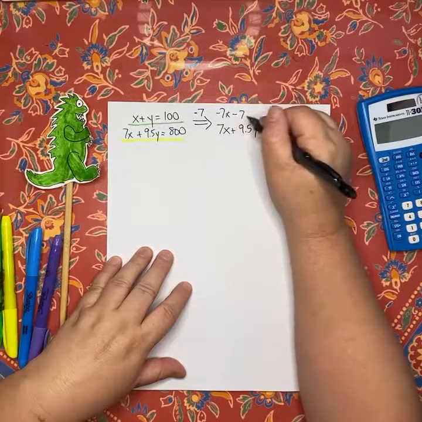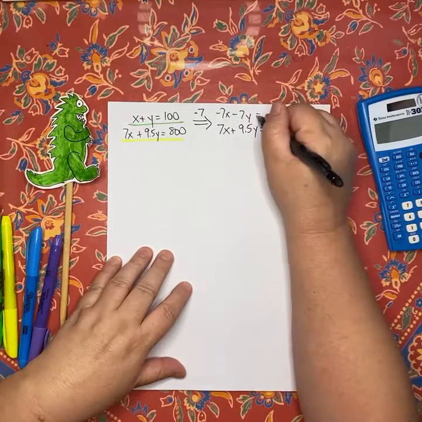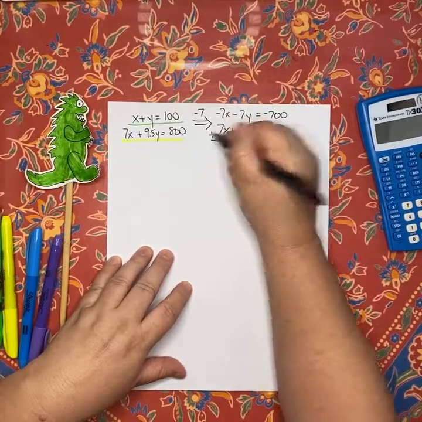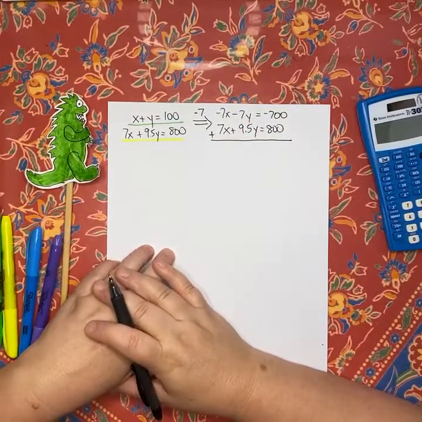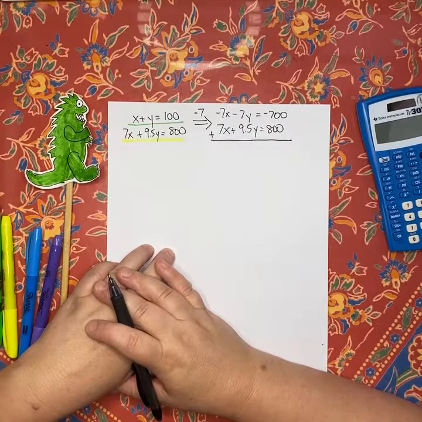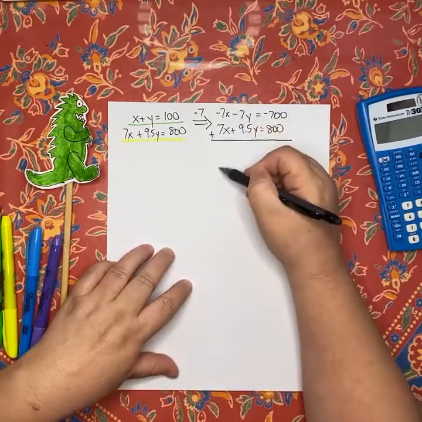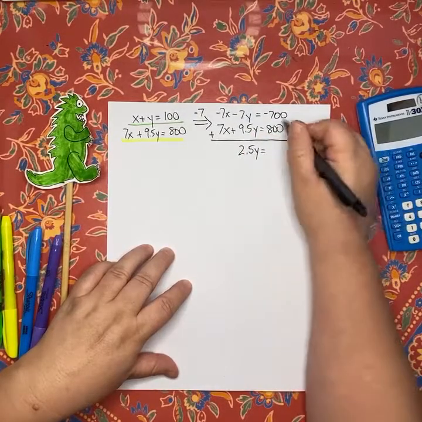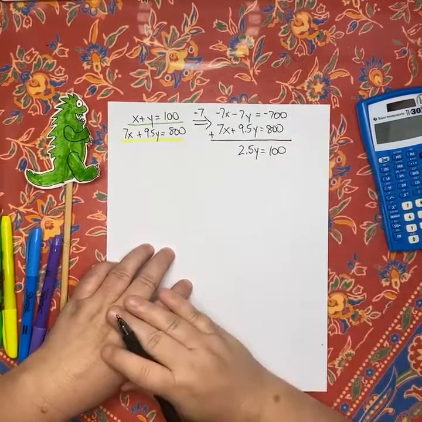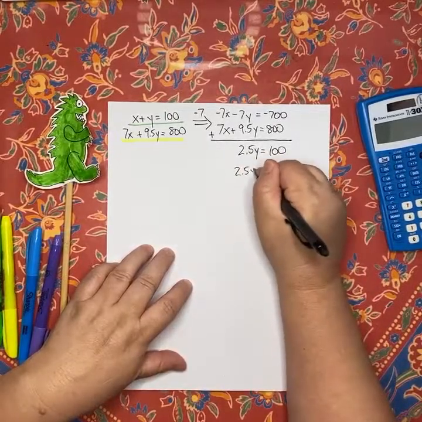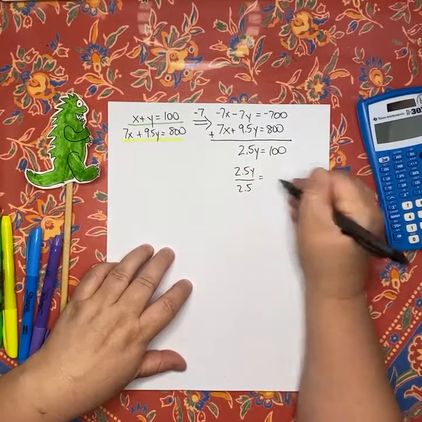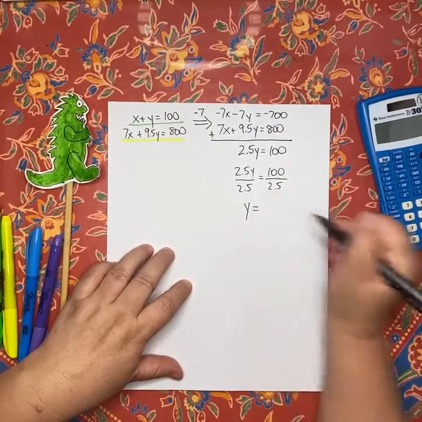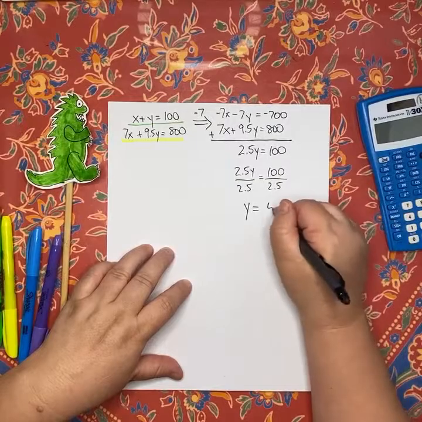Multiplying across, I get -7x minus 7y equals -700. And when I add, the x's cancel out. I end up with 2.5y equals 100. Okay, 2.5y over 2.5 equals 100 over 2.5. y equals, you got it, 40.